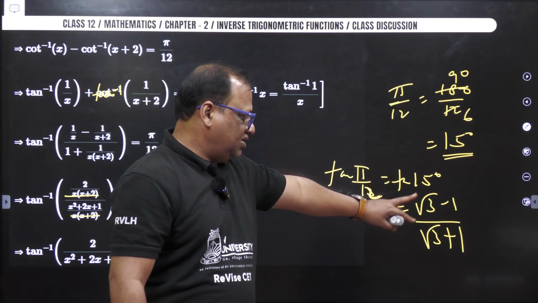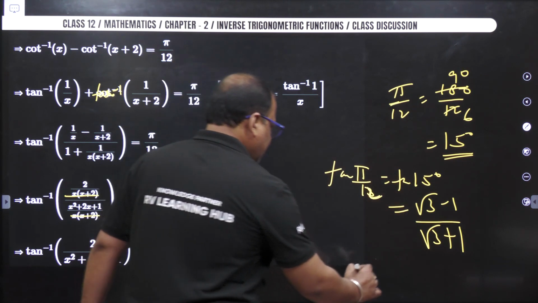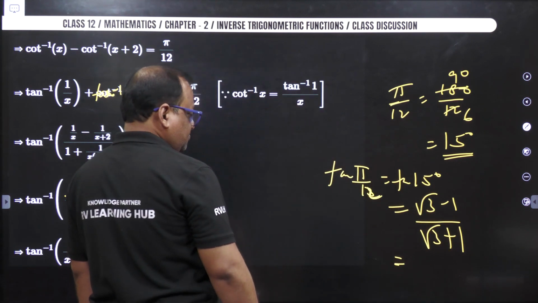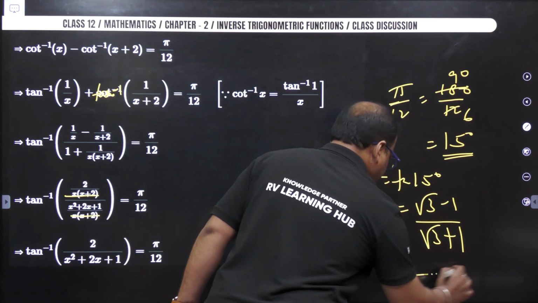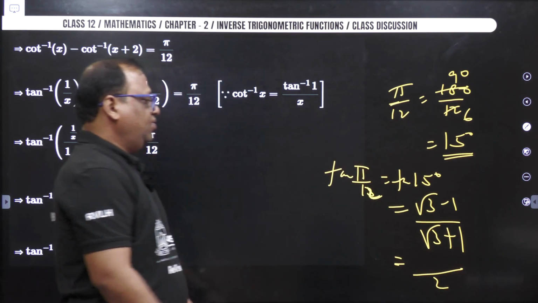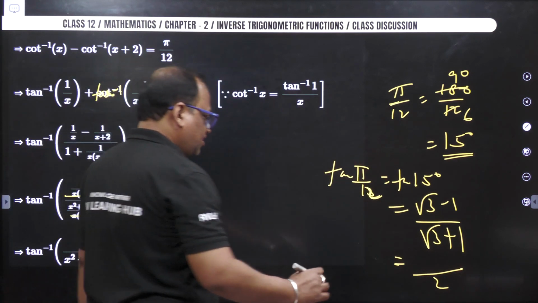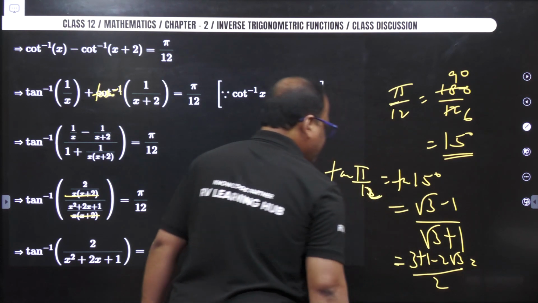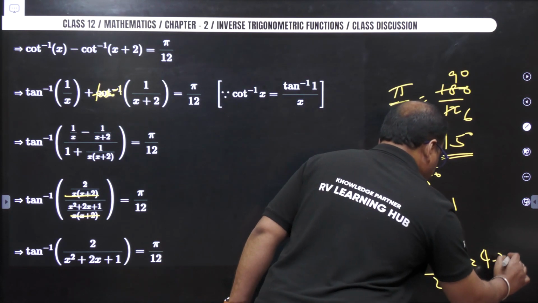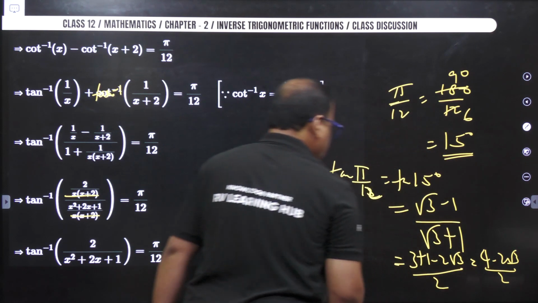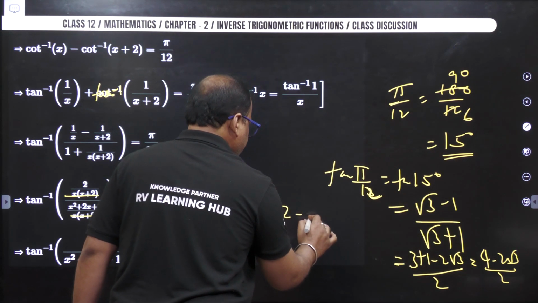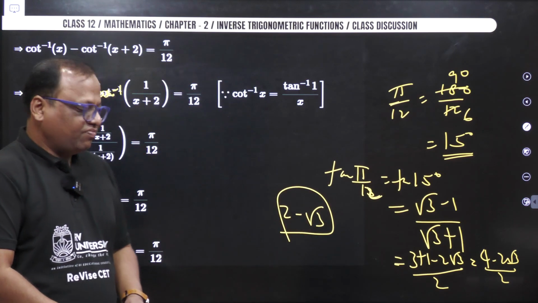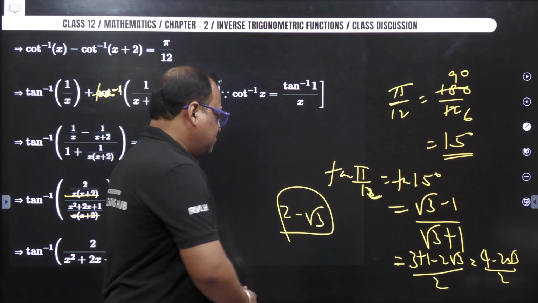Okay, so you can take it like this only. So when we simplify, root 3 minus 1 whole square, 3 plus 1 minus 2 root 3, so 4 minus 2 root 3. So this will give me 2 minus root 3. Fine. Tan 15 degree is reduced to 2 minus root 3.